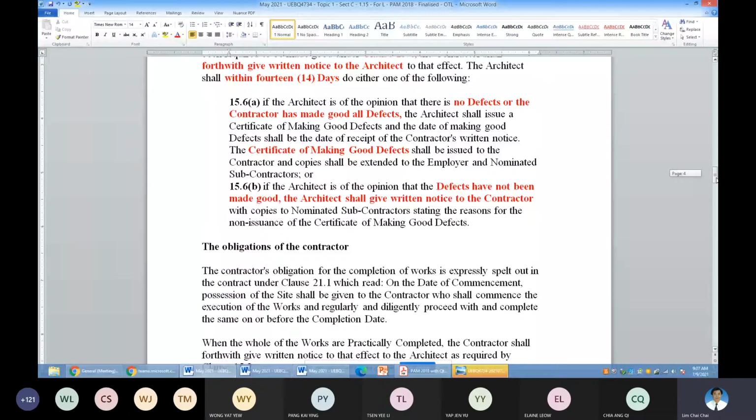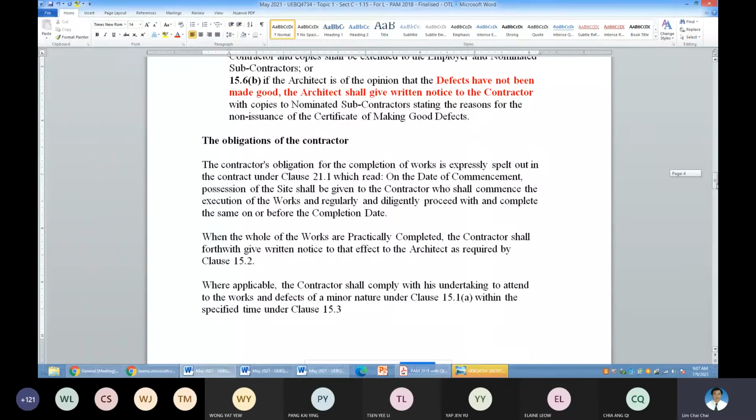Then we look into the responsibility or obligation of the contractor. Generally, the obligation of the contractor is spelled out in clause 21.1 on the commencement of the work. See, clause 21.1 is about the commencement of the work. So the contractor must complete the work on or before the completion date.